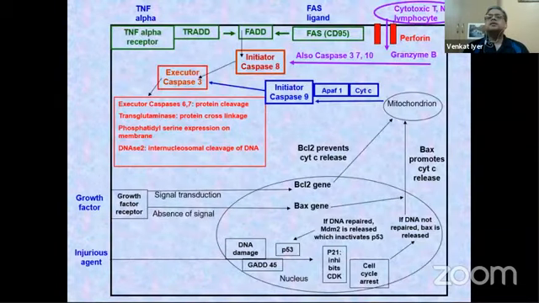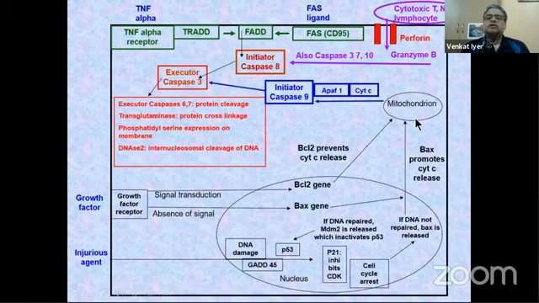So I made this simplified diagram. I know it looks complex, but it's actually simplified compared to many of the others which you might find. This big box on the outside is the cell. This round over here is the nucleus. This round over here is the mitochondria.